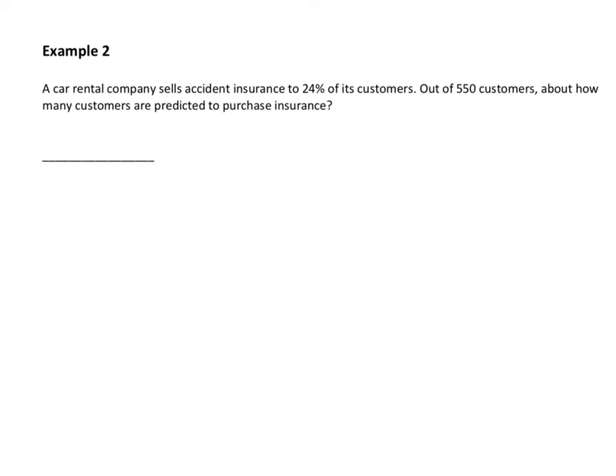Example 2 says a car rental company sells accident insurance to 24% of its customers. Out of 550 customers, about how many customers are predicted to purchase insurance? So since we're given our percent, we only have that one option here. We don't have a fraction that's already given to us. So we need to make our proportion.